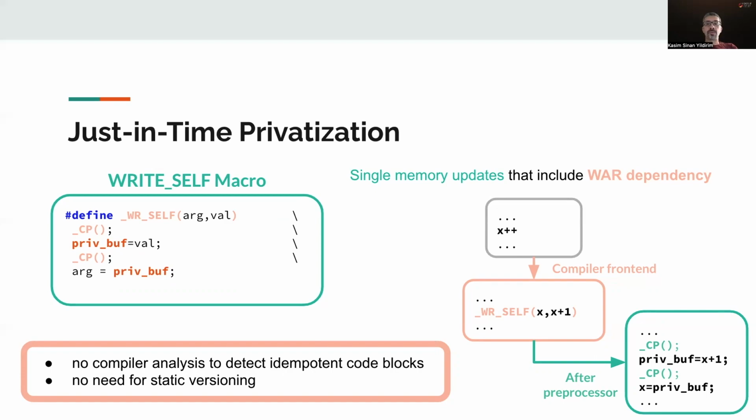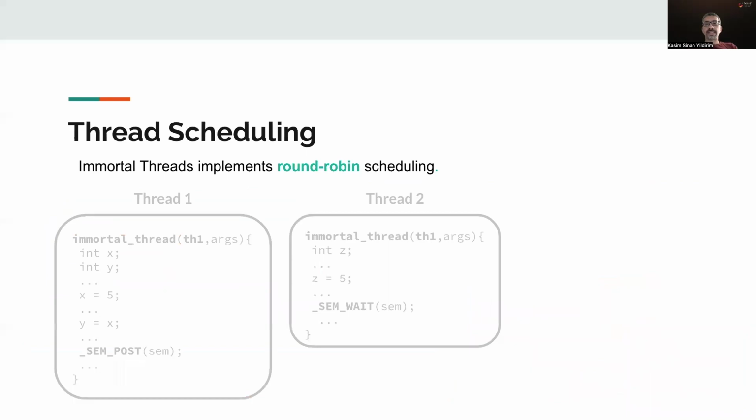The Immortal Threads library forms a continuous sequence of idempotent code blocks by connecting them using almost free checkpoints on the fly. The Immortal Threads library also implements a scheduler that switches the execution from the current thread to the next one.